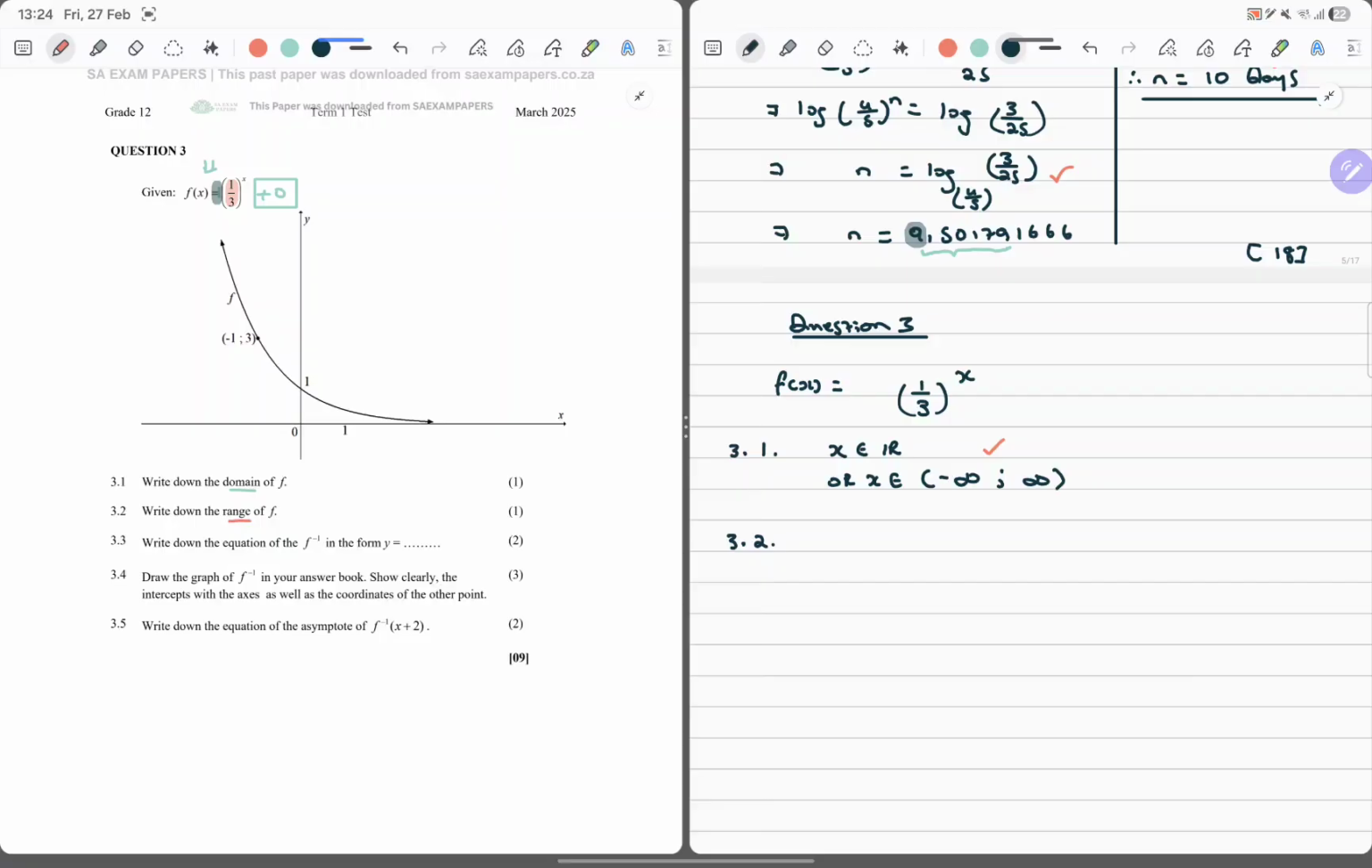3.2 says we need the range of f. Again, the range of f is interesting in that we can see the graph never touches the x-axis, so 0 is excluded, but after that we see the graph everywhere. Can you see? So this is what would tell us that y is greater than 0. Or some people may choose to write y is an element of (0, positive infinity), with 0 not included.